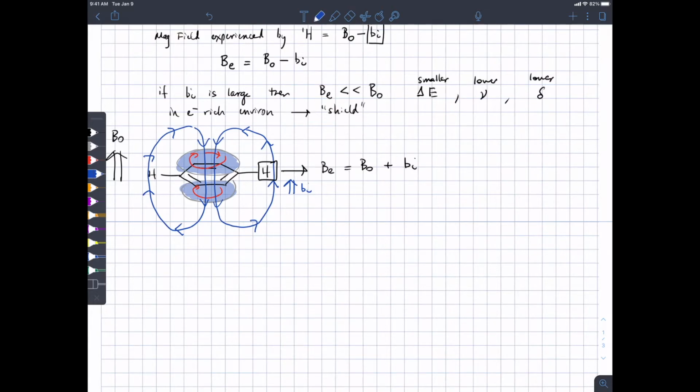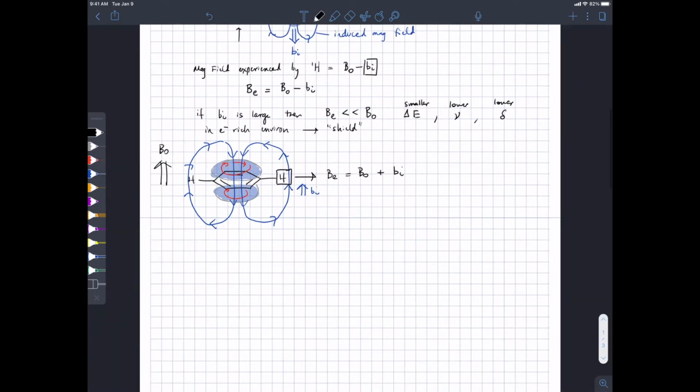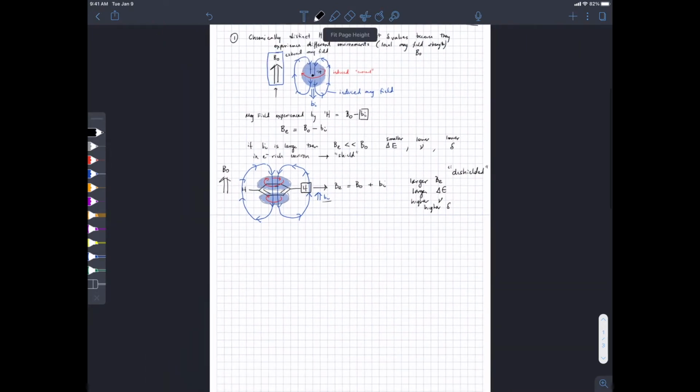Okay, so a proton in an environment where the external magnetic field is reinforced by the induced magnetic field is going to experience a larger overall magnetic field, therefore a larger difference in energy, a higher frequency, and therefore a higher chemical shift. These protons we will say are de-shielded. Okay, now does that help?